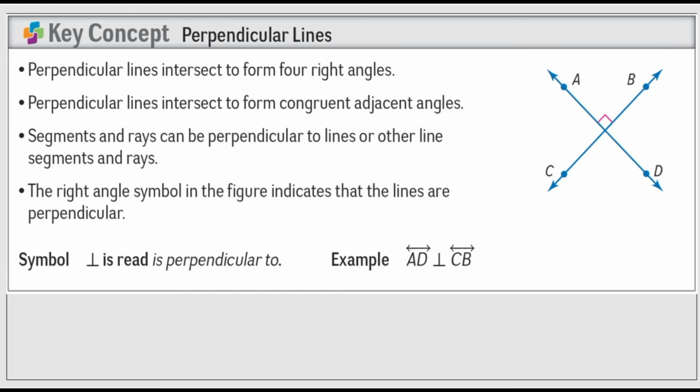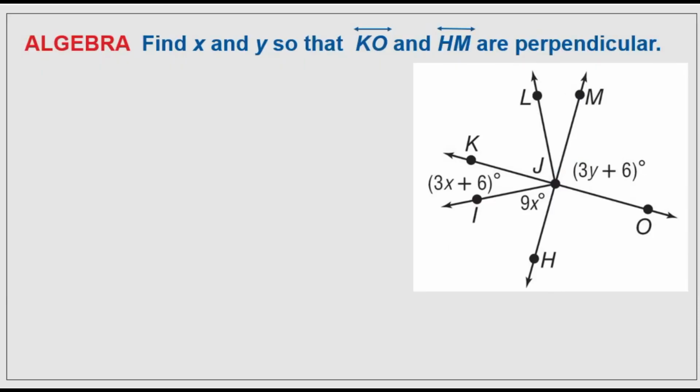In part 3 we have perpendicular lines and their properties. The most important property here is if two lines are perpendicular, they form 4 right angles. So all these angles are going to be 90 degrees. This, and this.